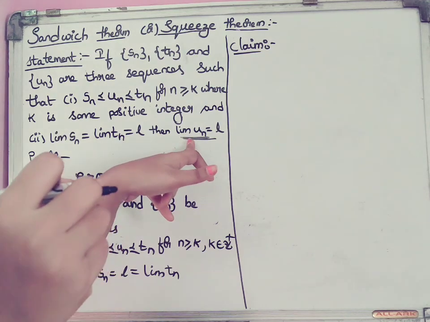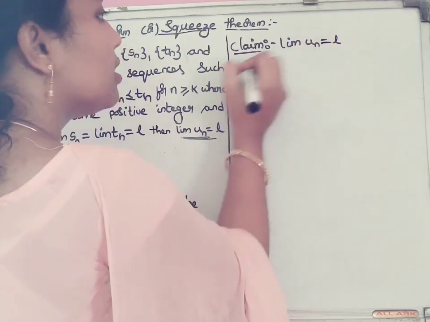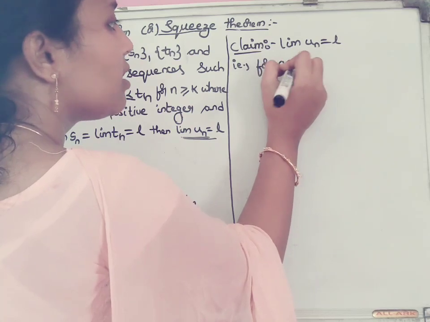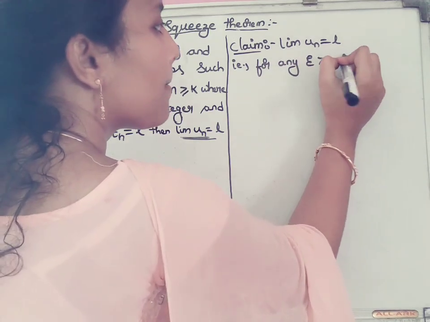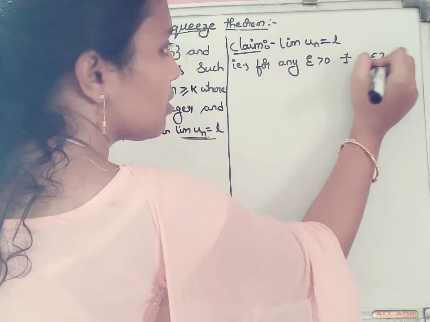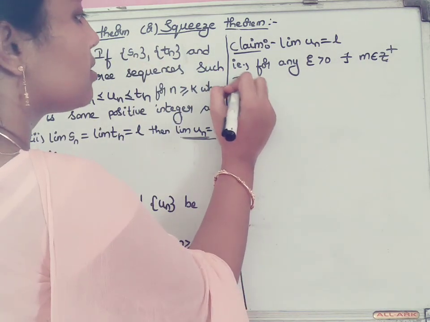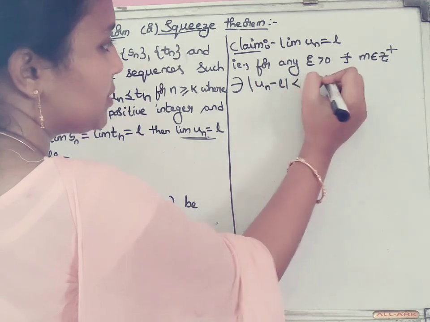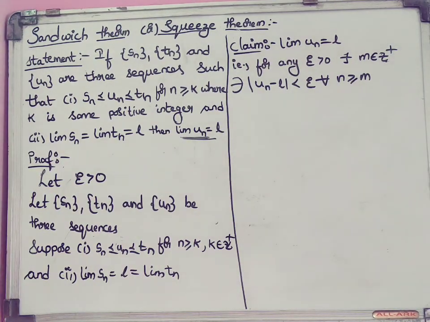Claim is nothing but limit Un is equal to L. For this we need to prove one condition. What is that condition? For any epsilon greater than 0, there exists some positive integer m such that mod Un minus L less than epsilon for all n greater than or equal to m. This is the condition we need to prove.